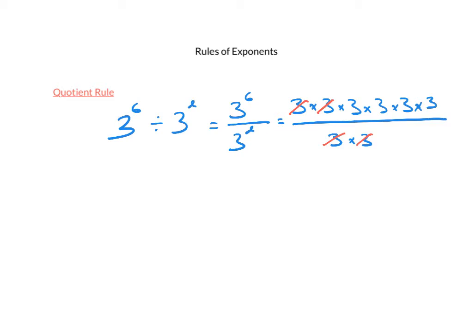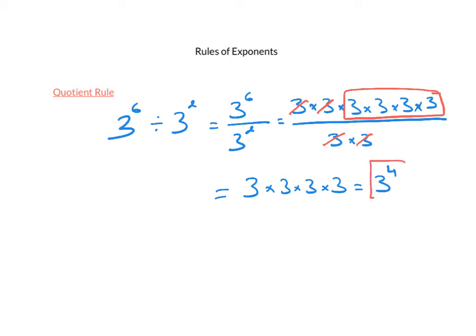So what do we have left here? We have 4 threes, so what we have left is 3 times 3 times 3 times 3, four times, which is 3 to the 4th power. Now we can see the connection between 6, 2, and 4. If we subtract 2 from 6, we get 4. So there is a shortcut to this.